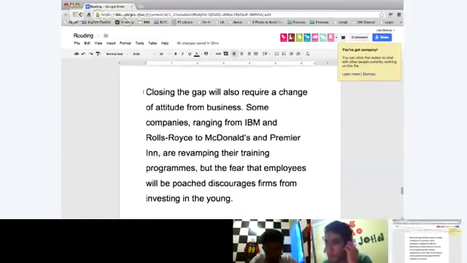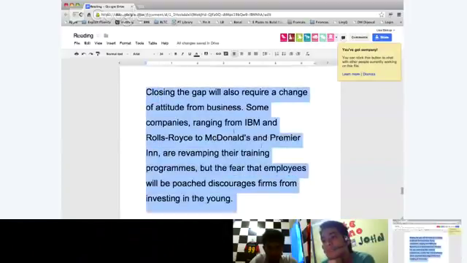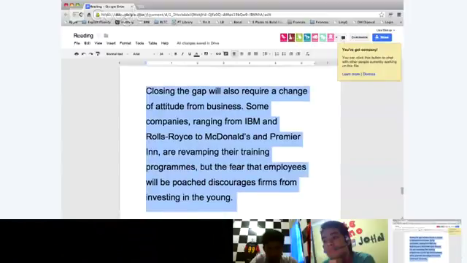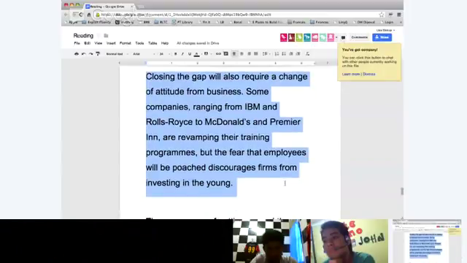Closing the gap will also require a change of attitude from business. Some companies, ranging from IBM and Rolls-Royce to McDonald's and Premier Inn, are revamping their training programs. But the fear that employees will be poached discourages firms from investing in the young.